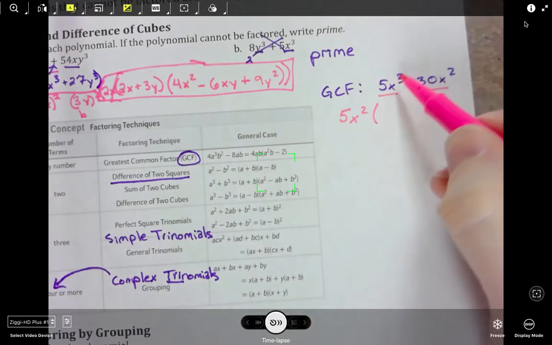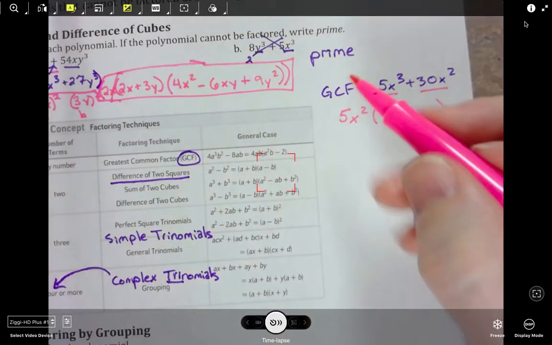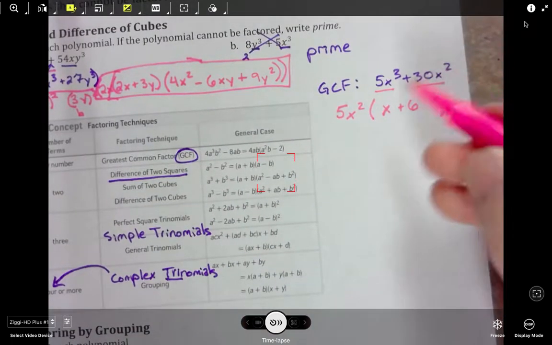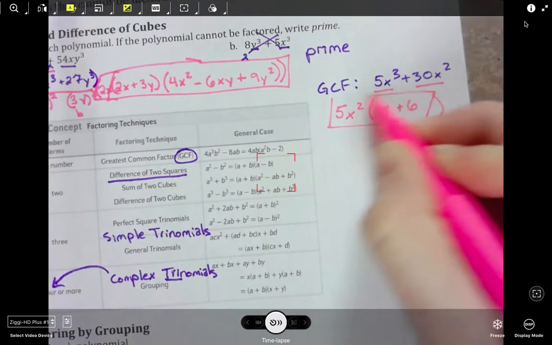If I take 5x squared away from 5x cubed, that'll just leave me with an x. If I take 5 away from 30, that will give me 6. And x squared away from x squared, that'll leave me with nothing. So this is it completely factored down.